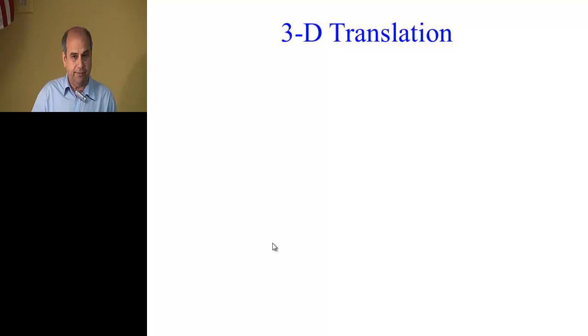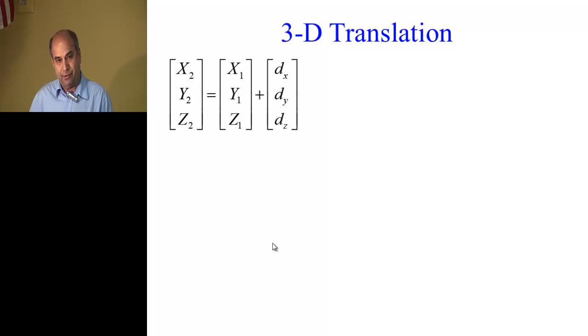Okay, so the simple transformation is 3D translation. So we have point x1, y1, z1. Suppose this object's center is x1, y1, z1. We translate in 3D, and its translation is dx in x, dy in y, and dz in z direction. We get a new location, x2, y2, z2.